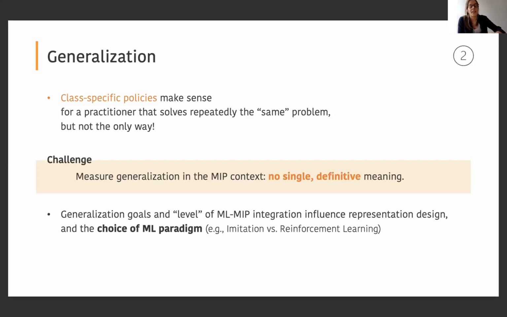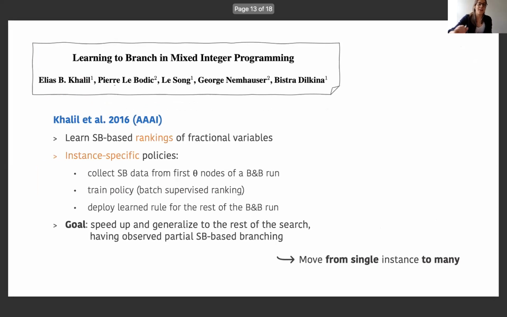Also note that this generalization goal that you might set up for yourself when you try to integrate machine learning in the MIP framework will also interact with the level at which you think this integration will take place. And those things will influence in turn your representation design and the choice of which machine learning paradigm you would use. So let's look again at some use case. This is a paper from Khalil and co-authors.